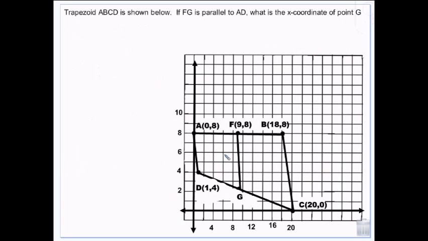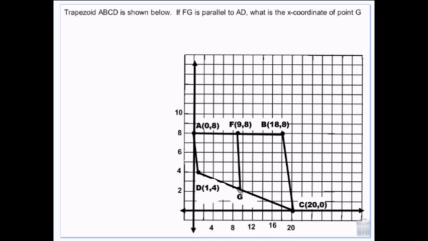All right, I've got this picture. It's a sideways trapezoid. I've got A, F, and B. I've got D, G, and C. I've been told that FG is parallel to AD. Well, it's a trapezoid, so I know that AD is already parallel to BC. If FG is parallel, it's going to have to be a midpoint. That's why it's not so pretty.